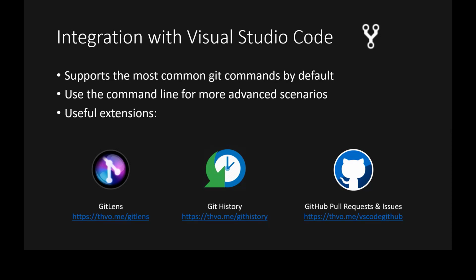That's Git Lens. And there is Git History, which enables you to view your Git history of a file or the whole site or whatever you're using inside of Visual Studio Code. Very handy, so you don't have to go to the command prompt to look at the history or to GitHub.